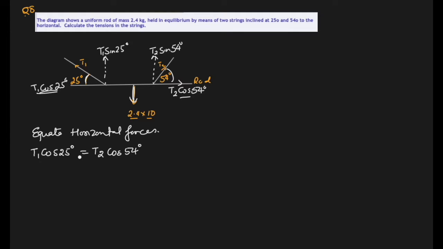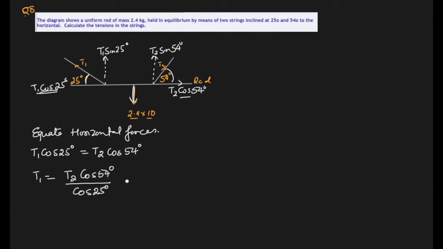So whenever we have such a situation, we should isolate one of them. Let me isolate T1. The T1 becomes T2 cos 54 degrees over cos 25 degrees. Here I am tempted to put the values of cos 54 and cos 25 so that I just get T1 in terms of T2 and a number. But I will avoid this, because if I do that, I will round off the decimals, and that will change my answer a little bit. So I'm keeping it like this.